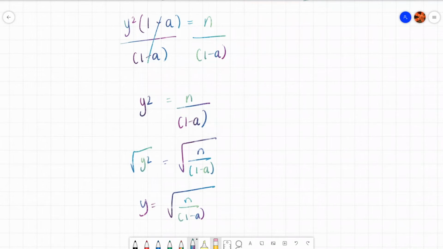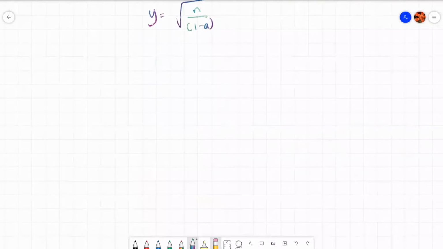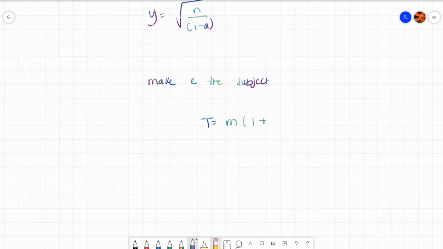Okay. Let's have a look at one final question before we end our lesson. Let's say make E the subject, and the question is T equals M times (1 plus E) over (1 minus E).